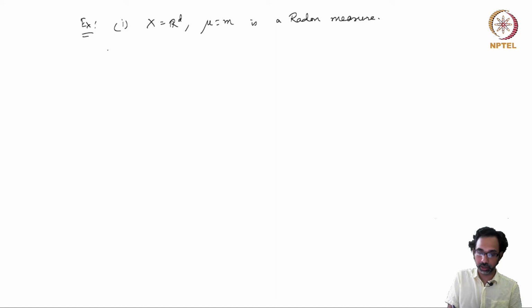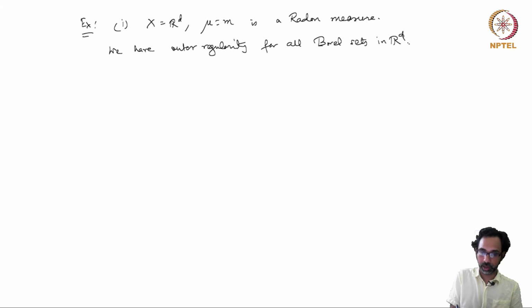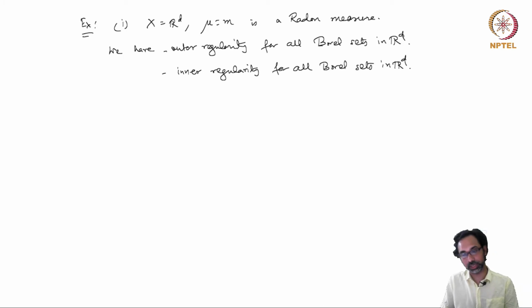So in particular, we have outer regularity for all Borel sets, and we have inner regularity also for all Borel sets in R^d. So not just for open sets, inner regularity holds for all Borel sets, and in fact we have seen that it also holds for all Lebesgue measurable sets.